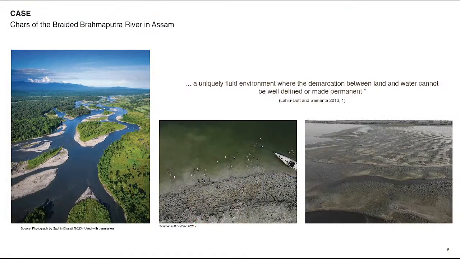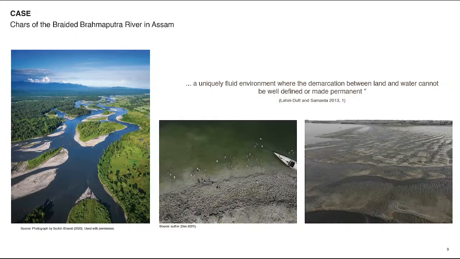They are basically the river banks and the river islands, but we use it interchangeably, because even in the landform, very often there is a river island that would become part of the river bank, and in flooding it would break off and become a river island. But what drew me to these very shifting landscapes is they are a uniquely fluid environment where the demarcation between land and water cannot be well defined, or made permanent, because every season or every year this land and water change.